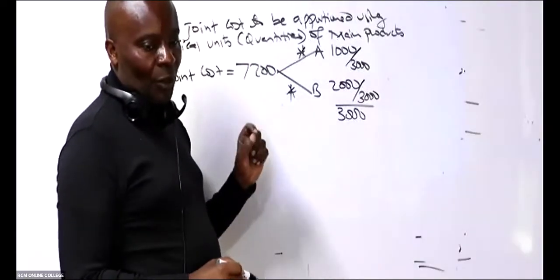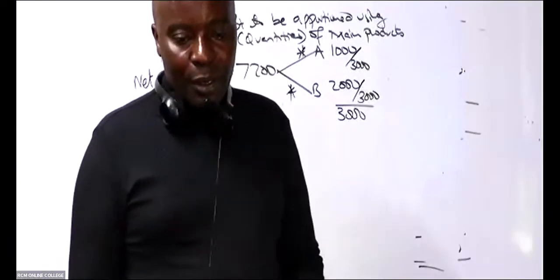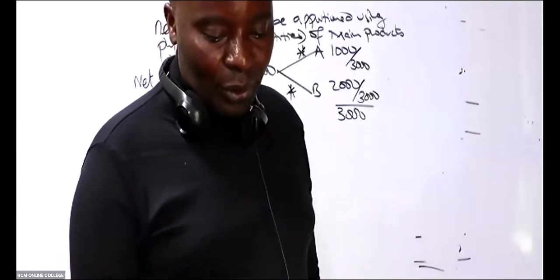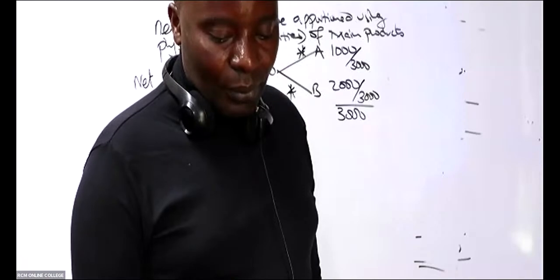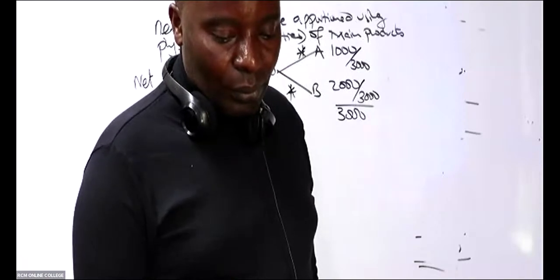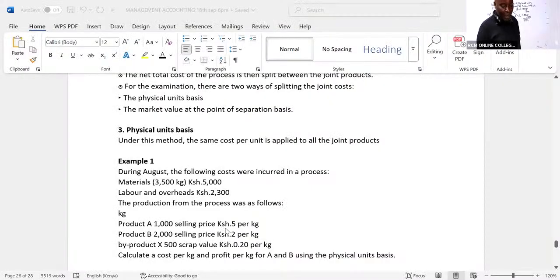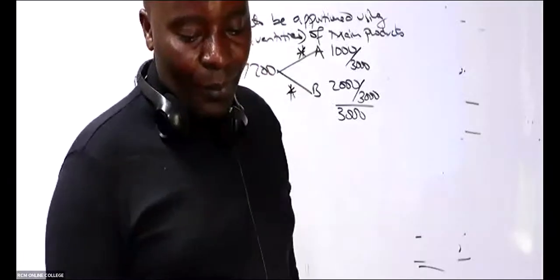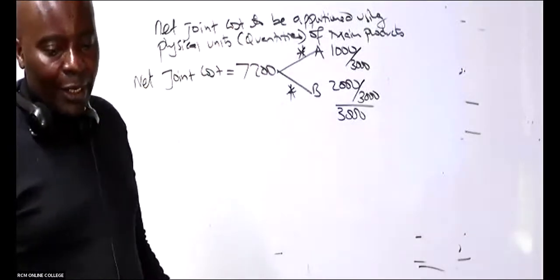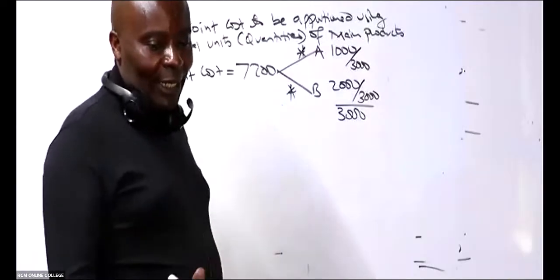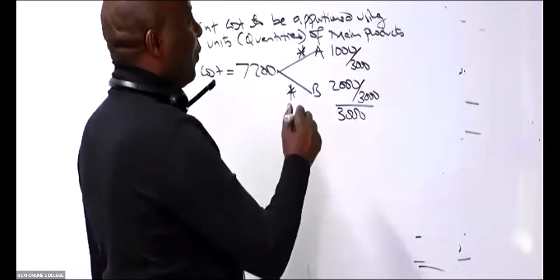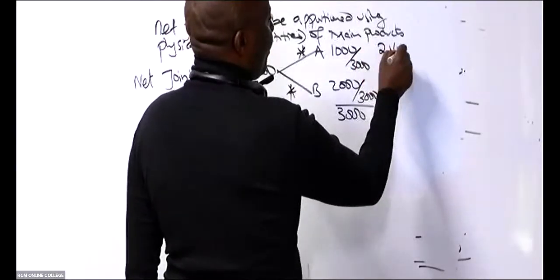Are they selling prices? No. Don't use them, it will be biased. You can see here, product A is 1,000, and the selling price is the one that is 5 Kenya shillings. All right, no problem here. So then I'm being told that the first one is 2,400. Is that okay?